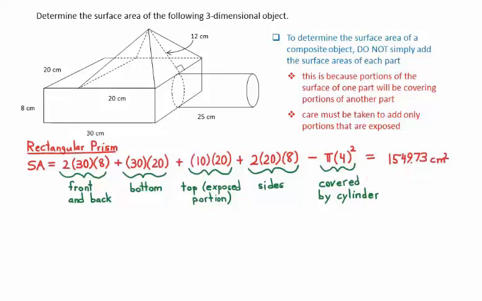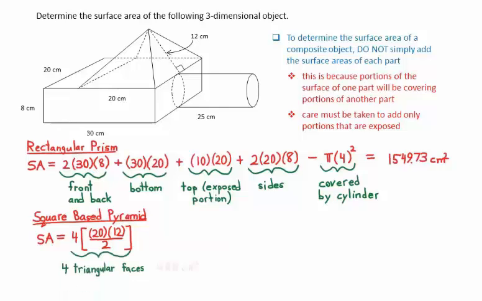This gives an overall surface area of 1,549.73 centimeters squared. For the square-based pyramid, the only portions that are exposed are the triangular faces. The surface area then will be 4 of these triangles. Each one of them is base times height divided by 2. The base is 20 and the height for these triangles is 12. This gives a total of 480 centimeters squared for the surface area.